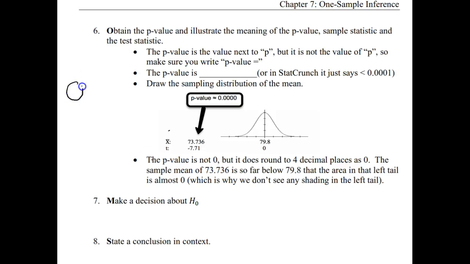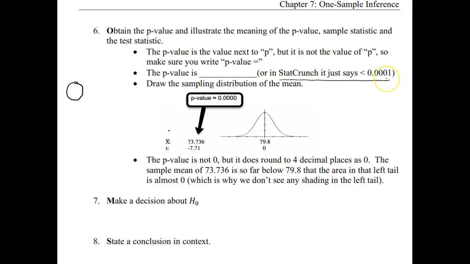All right, so step 6, the O in PHANTOMS, is to obtain the p-value. And again, we're going to make a picture to try to make sense out of all of the numbers. And so the p-value is the value next to p on the calculator, but again, keep in mind it's actually the p-value. And so if we're looking at StatCrunch, all we can say is that it was less than 0.0001.